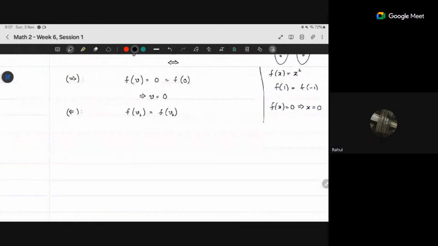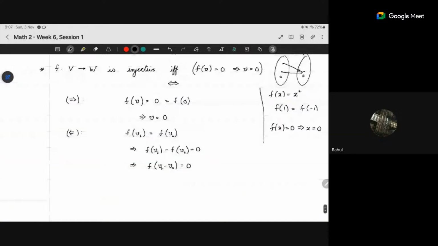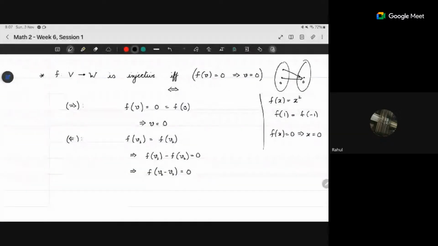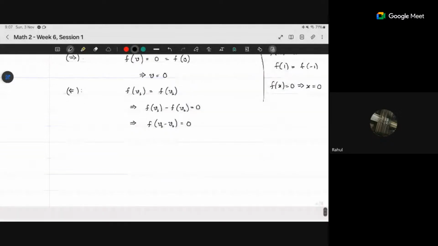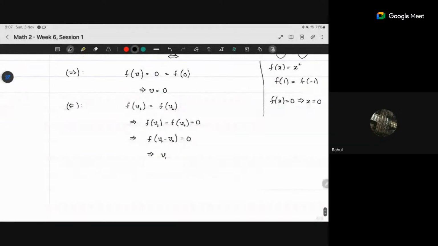And I want to say that this happens only if v1 is equal to v2. And what does this imply? f of v1 minus f of v2 is 0. Because of linearity, this means that f of v1 minus v2 is equal to 0. So v1 minus v2 is an element which is mapped to 0. But the assumption is that 0 is the only element that is mapped to 0. So this forces v1 minus v2 to be equal to 0, or v1 is equal to v2.